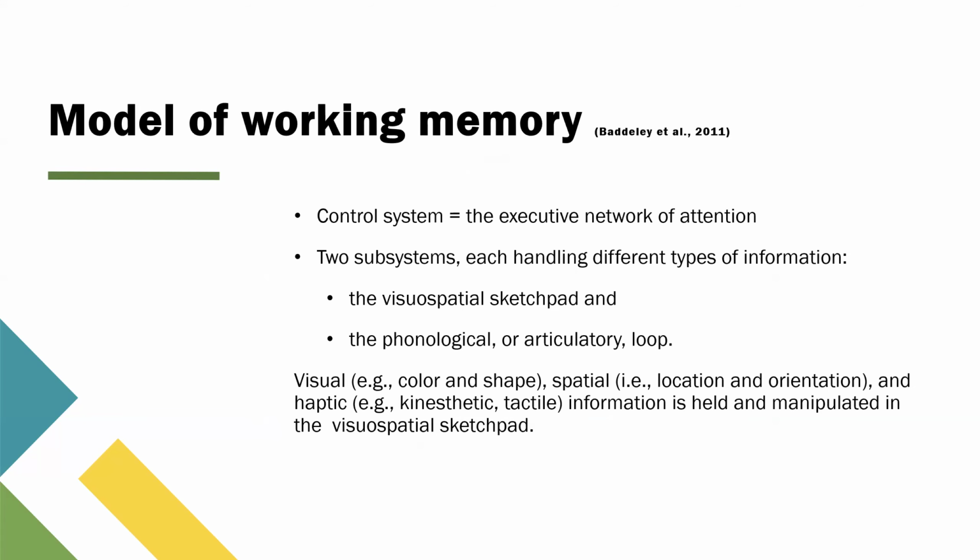So this model of working memory is, like I said, that control system. So that top is that executive network of attention. And then there are the two subsystems. The subsystems are handling different types of information.